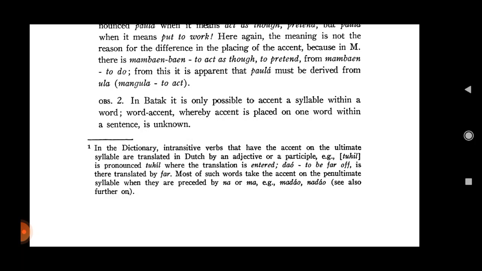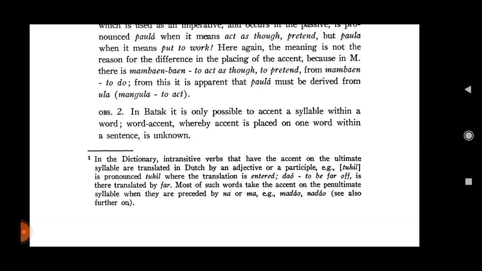2. In Batak, it is only possible to accent a syllable within a word. What accent, wherever accent is placed on one word within a sentence, is a noun. In the dictionary, intensity. In Batak, it is only possible to accent a syllable within a word. What accent, wherever accent is placed on one word within a sentence, is a noun.